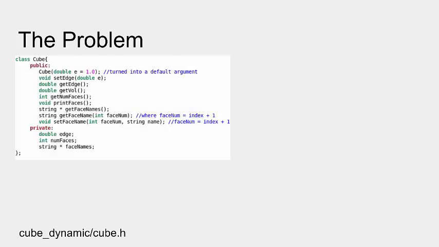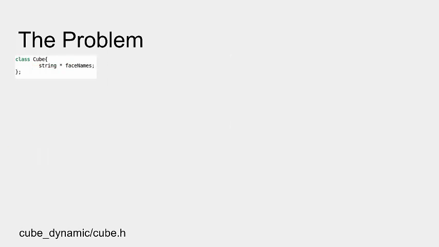So in our previous code example, we created a simple cube class, which had some aspects such as an edge length, a number of faces, which was a constant 6, and we created an array of strings so that each face had a separate name. What we care about in this example is this array right here. The destructor focuses on dynamic memory, so let's just focus in on that.